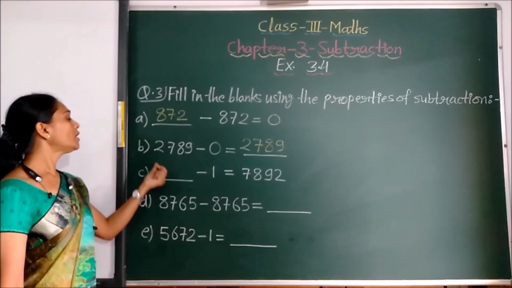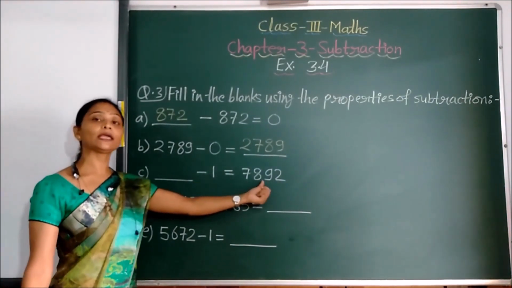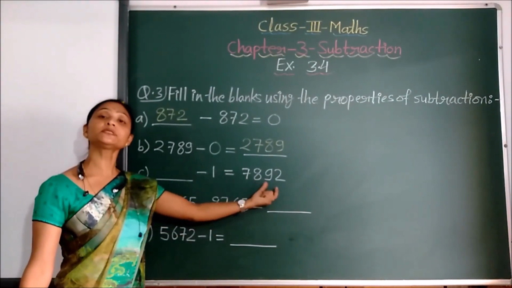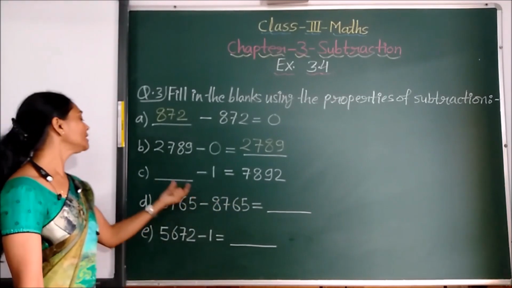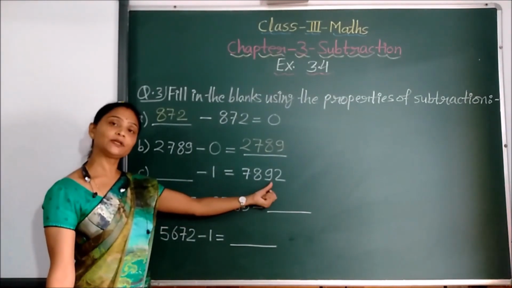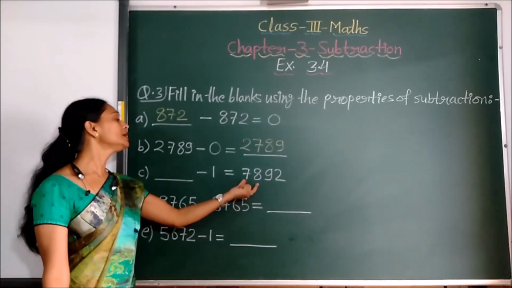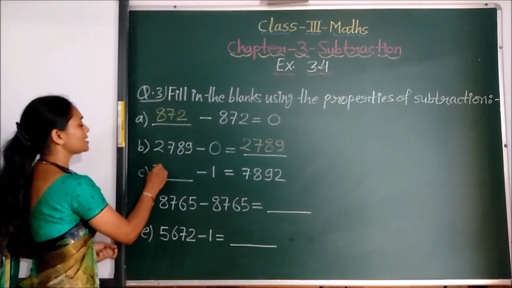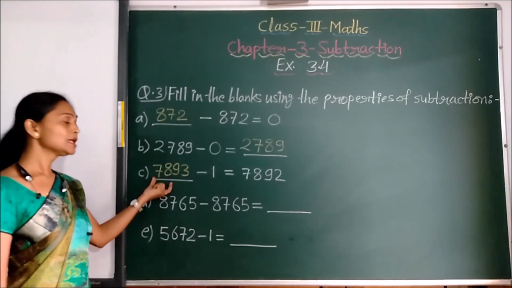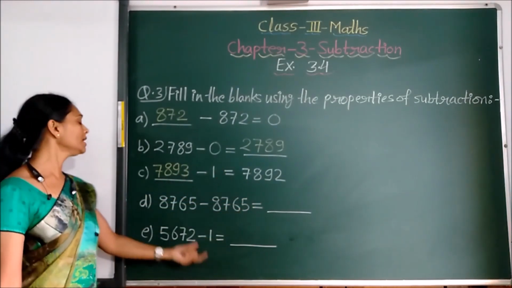2789. Now if we are subtracting 1 with any number, what we are getting? We are getting the predecessor of that number, means the number which comes before that number. So here which number should be there? Here should be the number which comes after this number. Yes children, because this is the predecessor. So here what number should be there? 7893. Yes. So this way, using the properties, you may fill the blanks very easily.